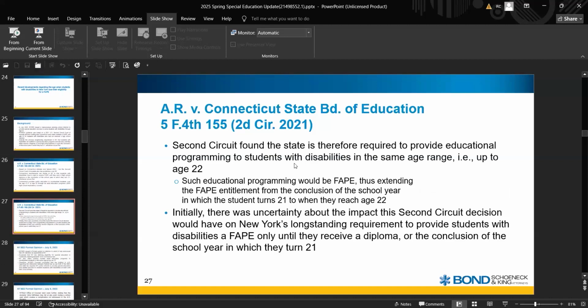Initially, this decision led to some uncertainty because now we have the Second Circuit decision that says 22, and we have the New York statutory law that says students with disabilities are eligible for a FAPE until the end of the school year in which they turn 21 or when they graduate, whichever occurs first.